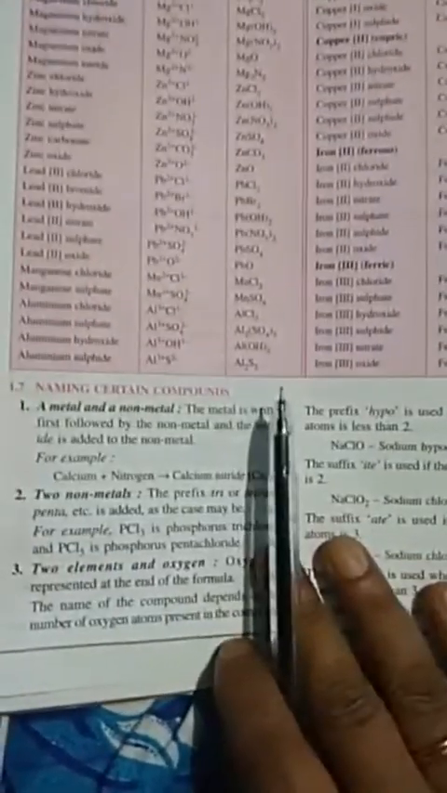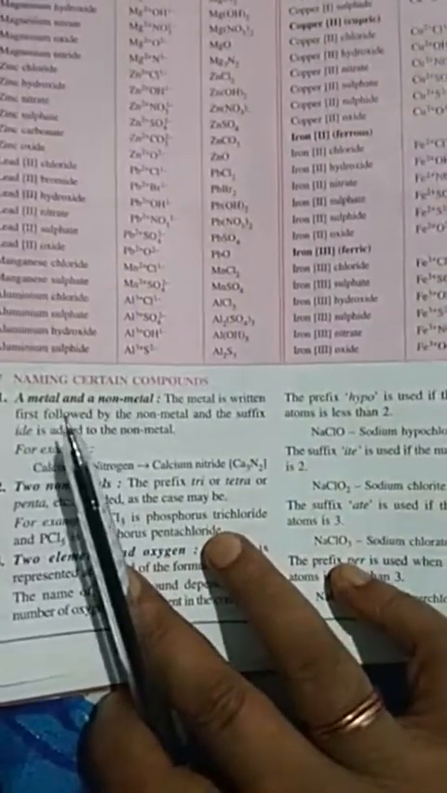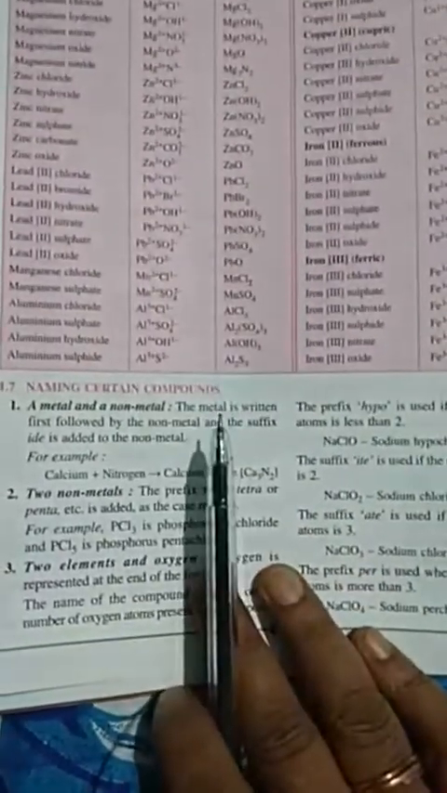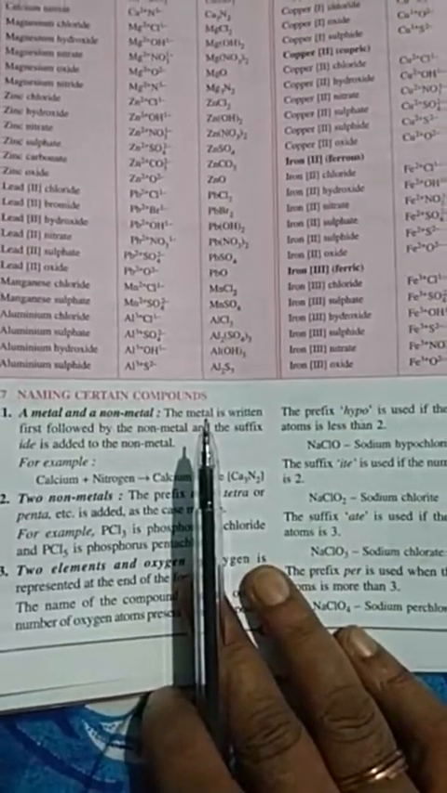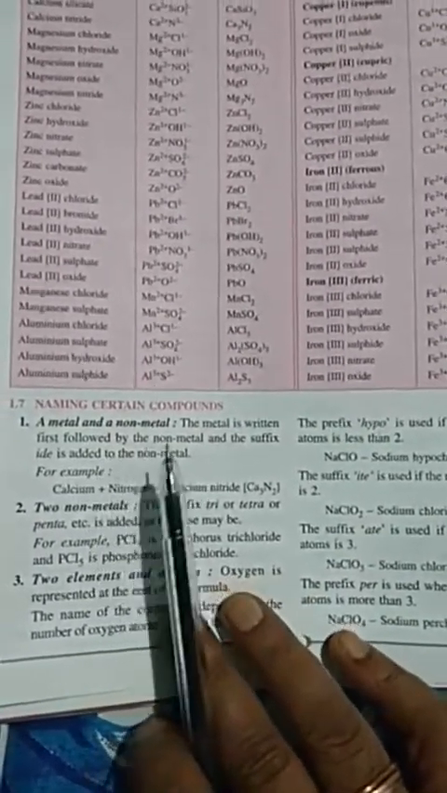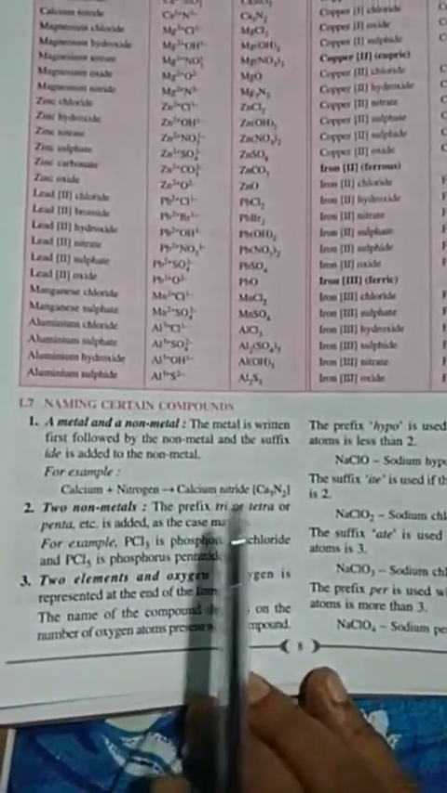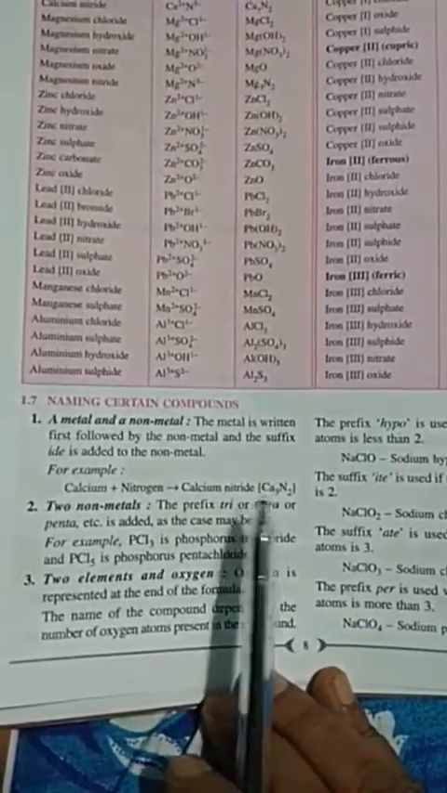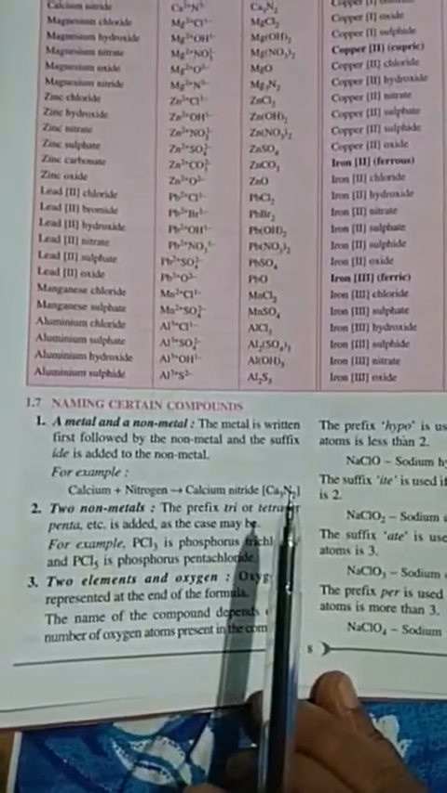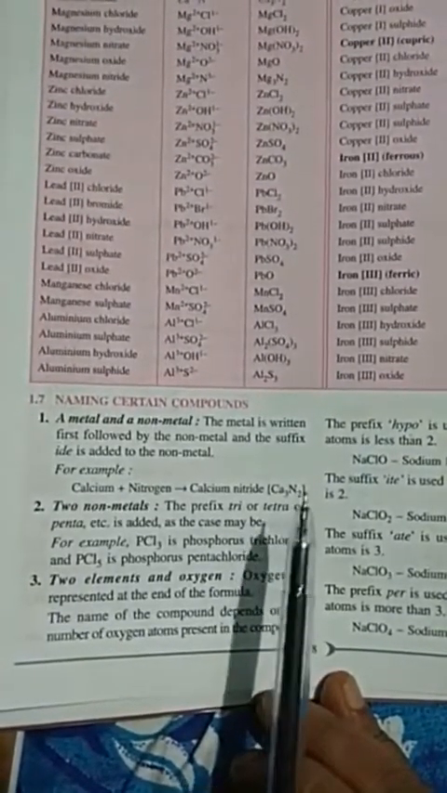Here are some important formulas. We should get these formulas by heart, and we should know how we can write them and how we can name the compound. Suppose a compound is made up of a metal and a non-metal, then the symbol or name of the metal is written first and the name of the non-metal is written last. Suppose it is calcium nitride. Calcium is a metal, it will be written first, and nitrogen is a non-metal, it will be written last.